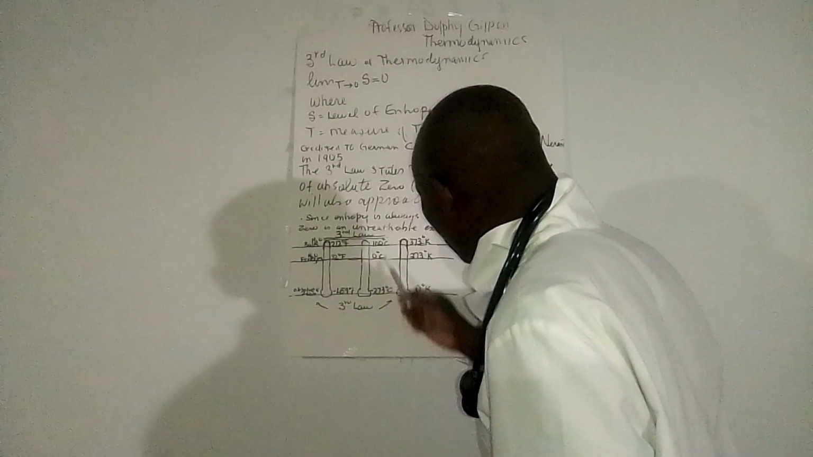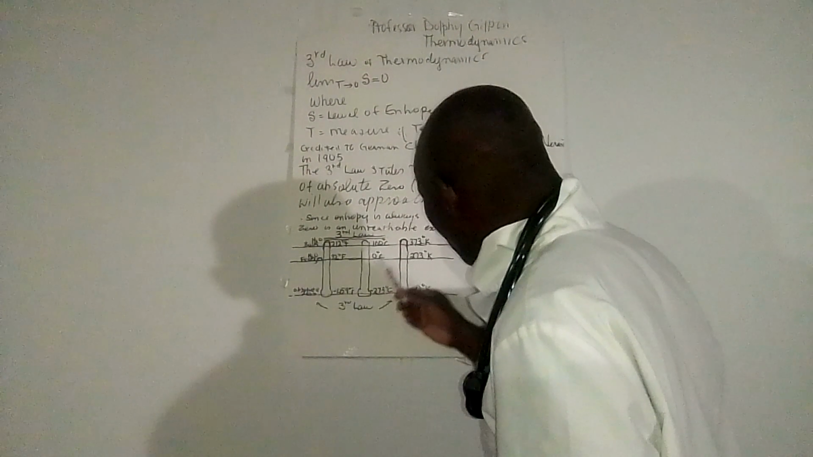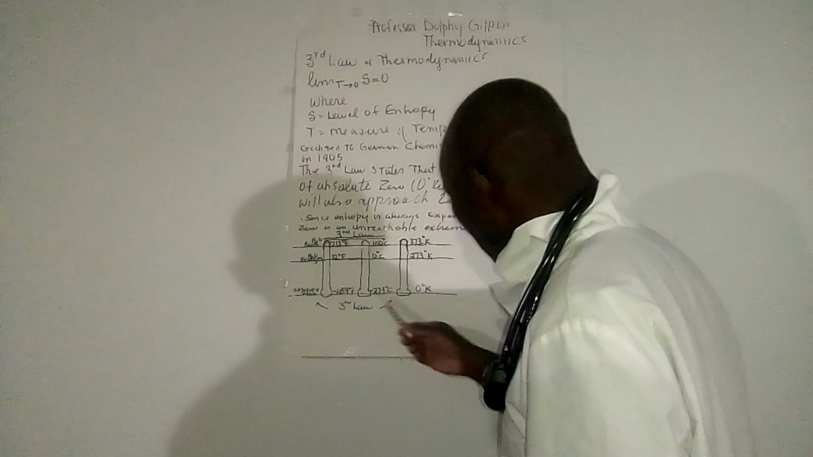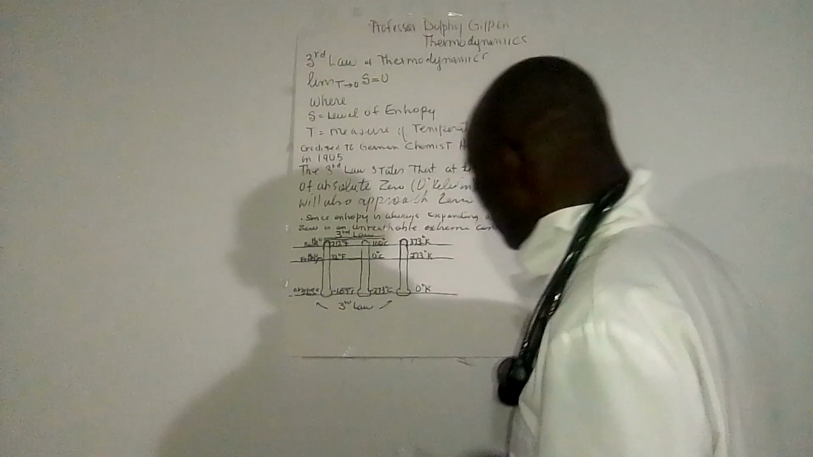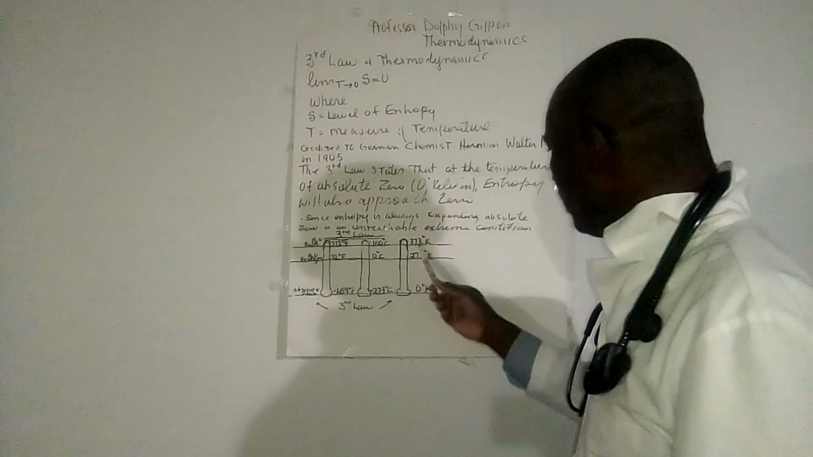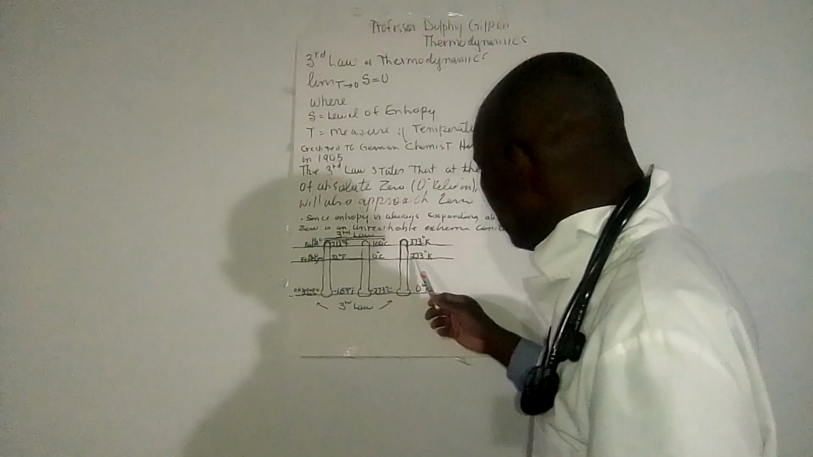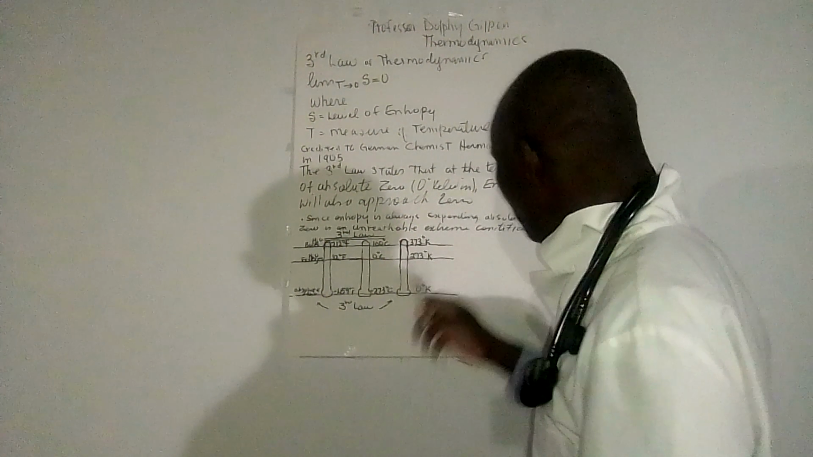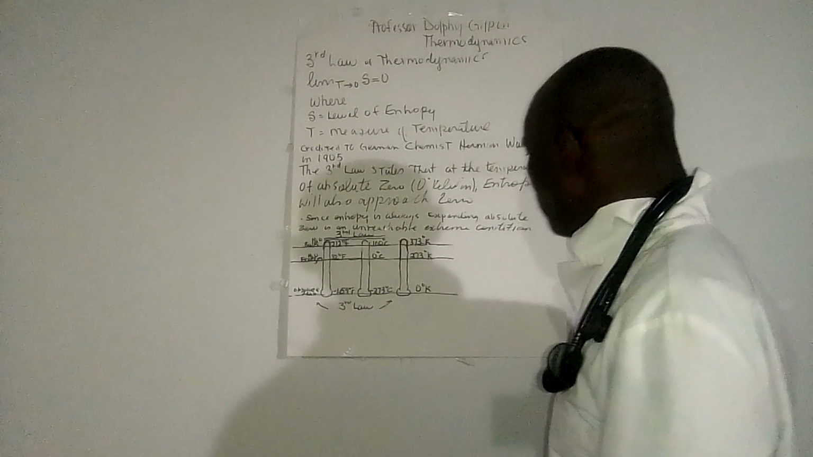And for this thermometer here, we have 100 degrees centigrade for the boiling point, 0 degrees centigrade for the freezing point, and minus 273 degrees centigrade for the absolute. And over here, we have 373 degrees Kelvin for the boiling point, 273 degrees Kelvin for the freezing point, and 0 degrees Kelvin for the absolute 0.